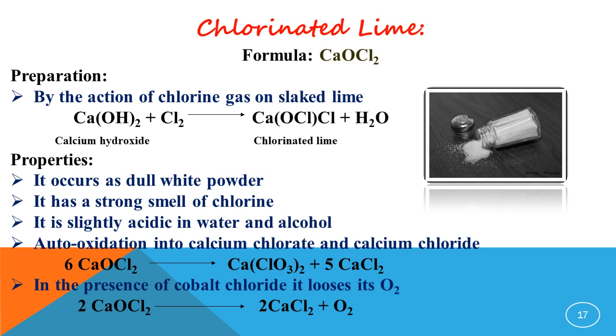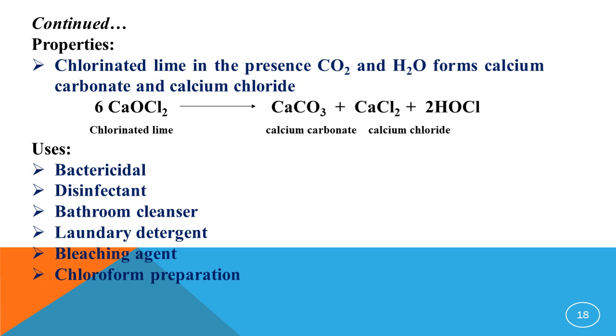It has a strong smell of chlorine. It has a characteristic odor. It is slightly acidic in water and alcohol. Auto-oxidation of chlorinated lime gives calcium chlorate and calcium chloride. In the presence of cobalt chloride, chlorinated lime decomposes to form calcium chloride and liberates oxygen. Chlorinated lime in the presence of carbon dioxide and water forms calcium carbonate and calcium chloride.